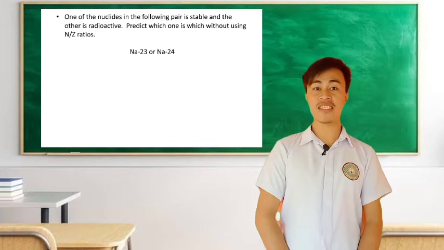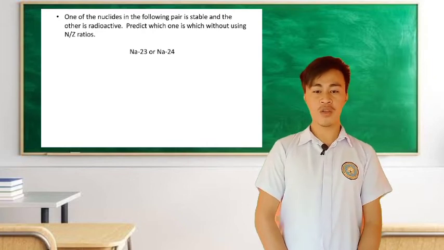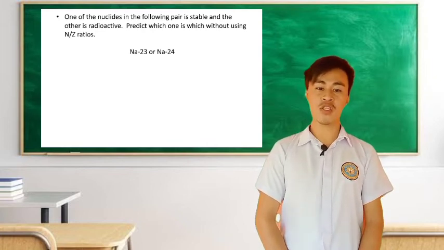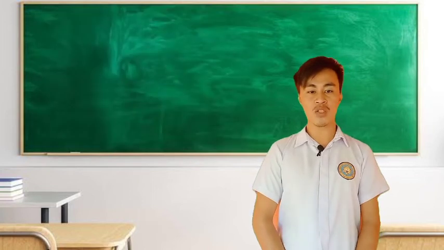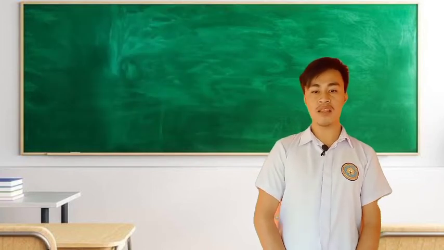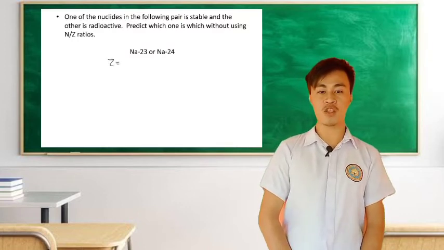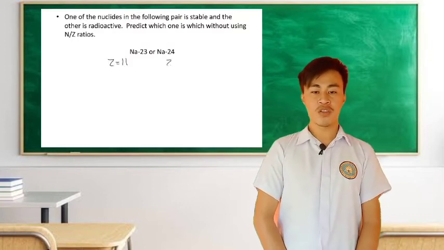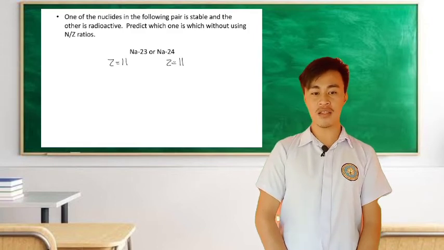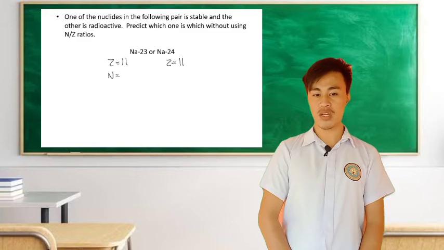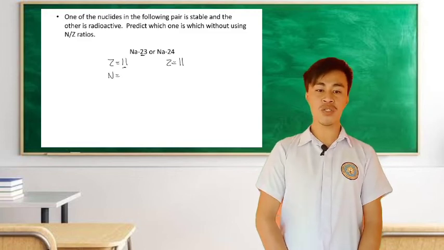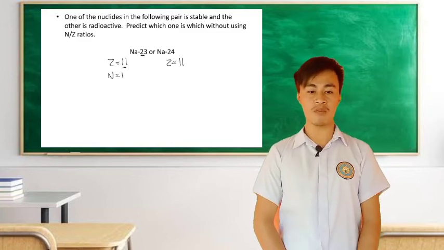So, in this example, they're both sodium. So I am going toward the periodic table and I am going to look up the atomic number of sodium. So sodium is atomic number 11. So for both of these nuclides, Z is 11. And then you get the number of neutrons.